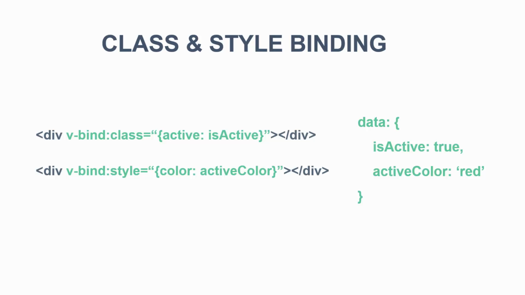Now we can also bind dynamic values to attributes. So in this case, we're binding to the class attribute, and we're actually saying that if this right here is active true, then we want to apply a class called active. All right, if we set this to false, this class won't be applied. In this case here, we're binding to the style. So we say active color red over here, and that's going to bind it to the color style, which will be red.